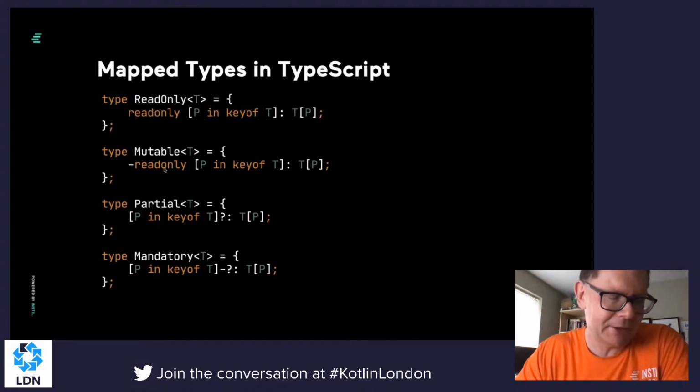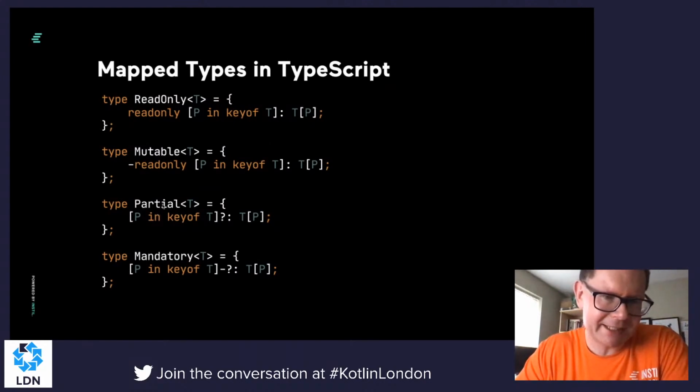So let's say I know that the input type has 1 or more read-only properties and I want to take those off. So I could declare a mutable T, and then in there we can iterate over the properties of T, and then we can take off the read-only flag if it's there, okay?